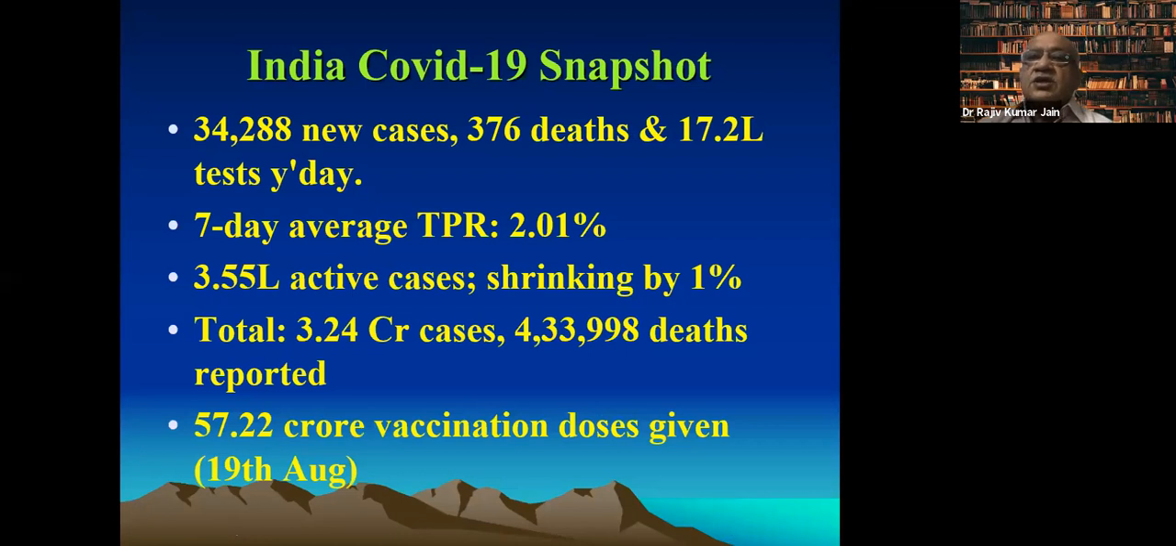Yes. 34,288 new cases, 376 deaths, and 17.2 lakh tests yesterday. 7-day average test positivity rate 2.01%, 3.55 lakh active cases, and shrinking by 1%. Total 3.24 crore cases, 4,33,998 deaths, for 57.22 crore vaccination doses given on 19th of August.